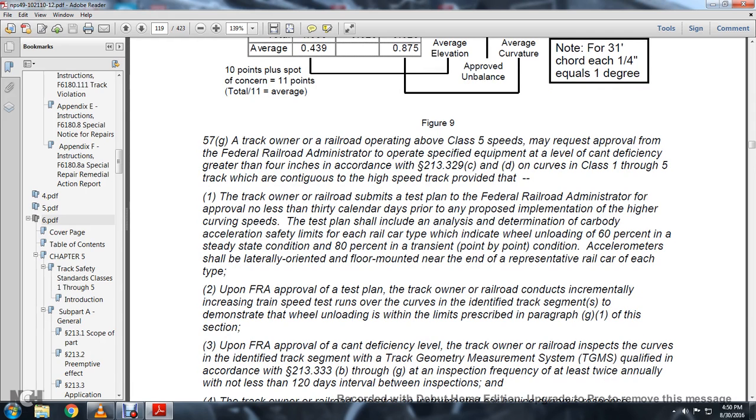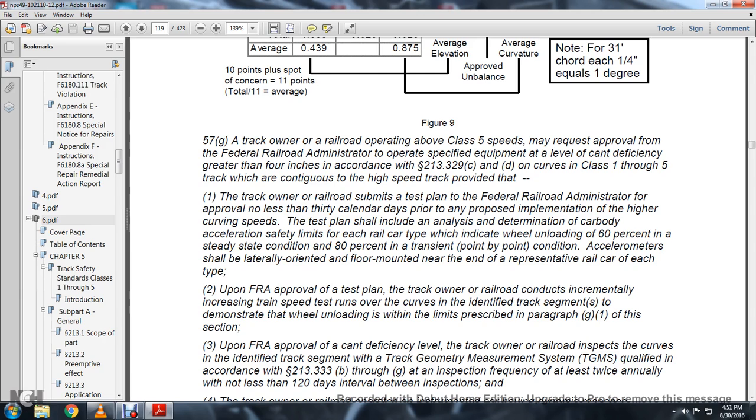A railroad operating track at Class 5 speed may request approval of the Federal Railroad Administrator to operate the specified equipment at a level of cant deficiency greater than 4 inches in accordance with 213.329 C and D, on curves of Class 1 through 5 track where conditions for high-speed track are provided. First, the track owner or railroad submits the test plan to the Federal Railroad Administration for approval not less than 30 calendar days before any proposed implementation of higher curving speeds.